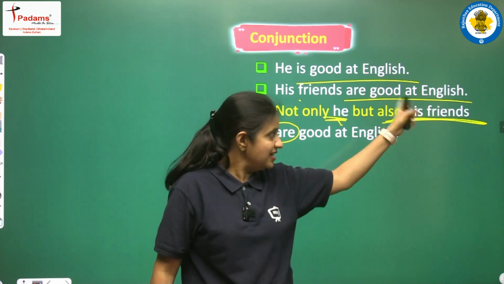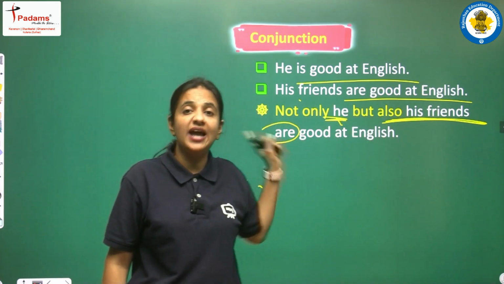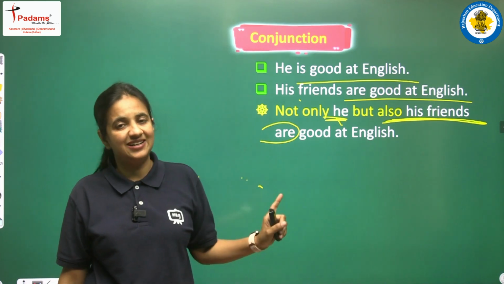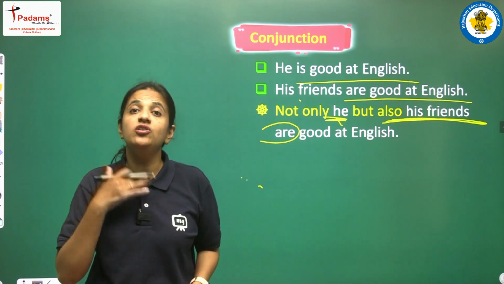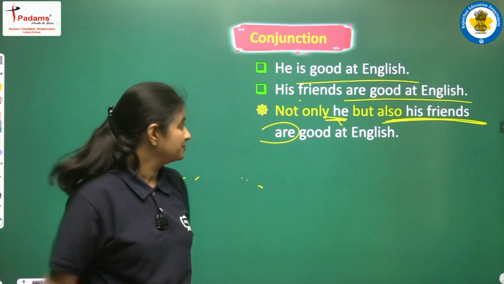Alright, so here our second subject is a plural one. So for that we are using are in this sentence. Okay, I hope this thing is very much clear, and yes, you have to learn all these rules, students.